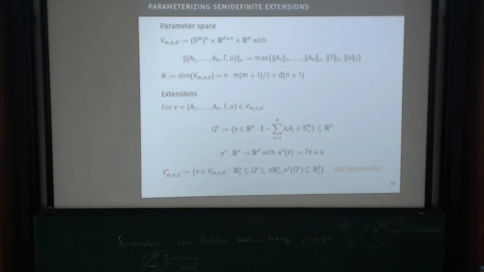V star is those guys which are sandwiched and whose image lands in the Euclidean ball. These three properties, being sandwiched and the image going to the unit ball, imply that the star norm of V is at most 1. And this implies, by definition, that the operator norm of the AIs is at most 1. There's nothing going on at all, basically.